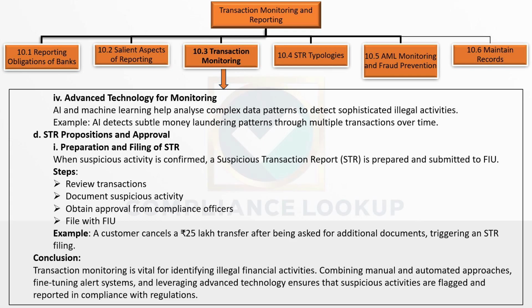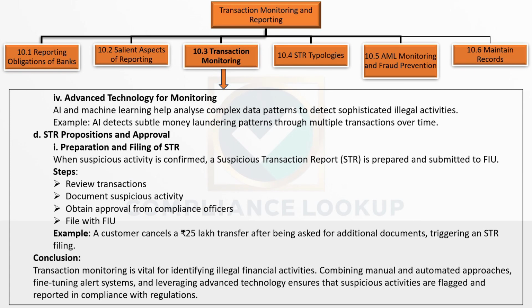Coming to its conclusion, transaction monitoring is an essential mechanism for detecting financial crime. Institutions must adopt a multi-layered approach, combining manual observations, exception reports, automated monitoring, and advanced technologies to identify and report suspicious transactions. Fine-tuning alert systems, leveraging AI, and filing suspicious transaction reports in a timely manner ensure compliance and help protect the financial system from illegal activities like money laundering and terrorism financing.